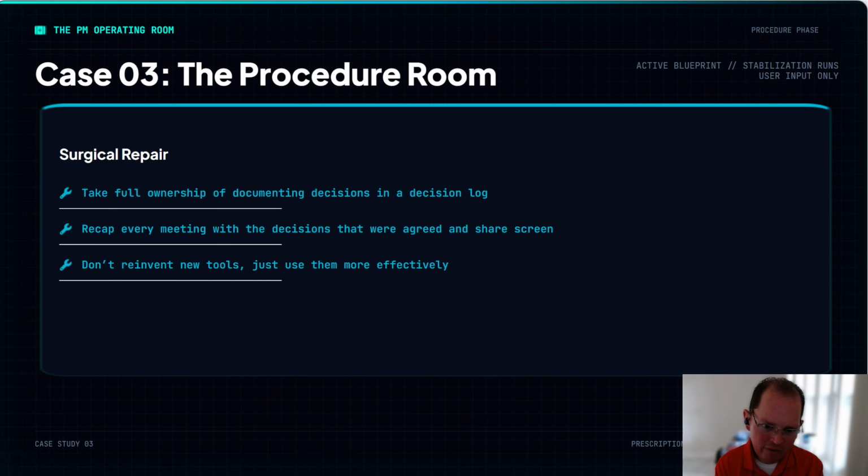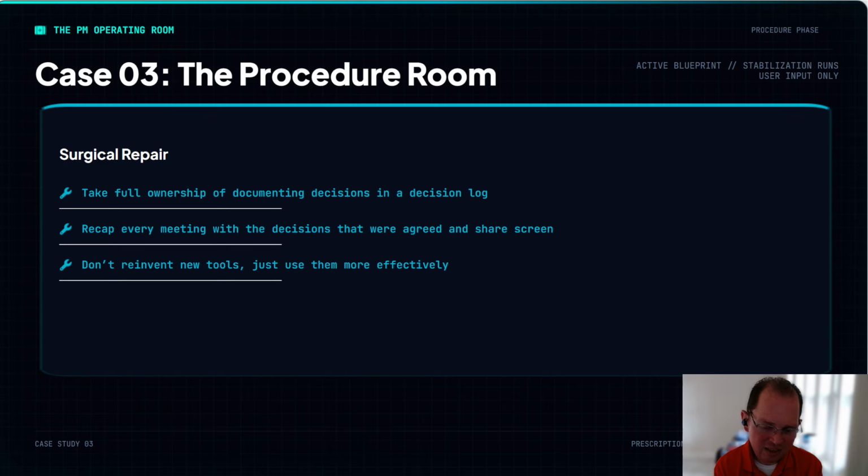So, rather than relying on Granola, relying on other people, you can still use Granola, but you have to have a decision log that everybody can see. The second one here is every meeting should end with a recap of the decisions that were made. And what I would do in this exact situation is not only would I recap those decisions, but I would bring my screen up, I would share that decision log, and I would put them right in the decision.